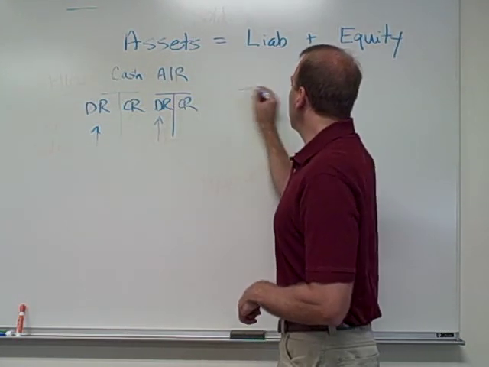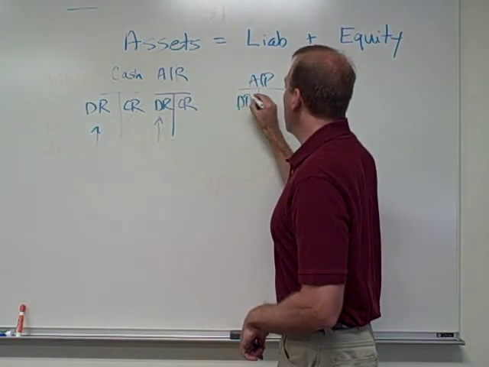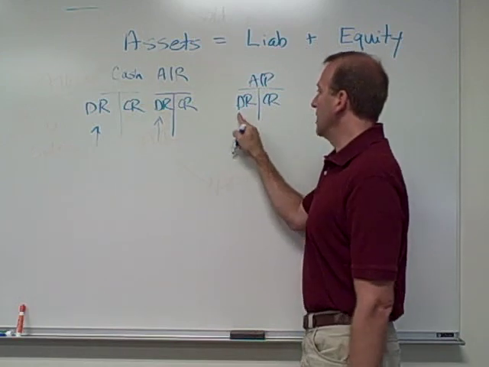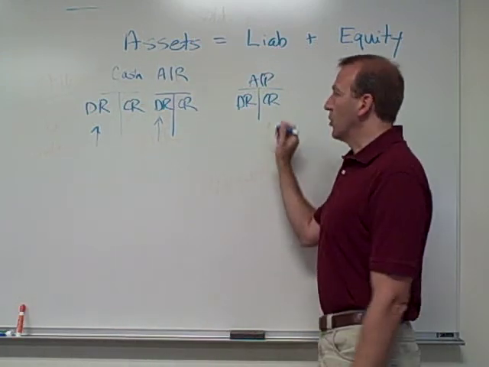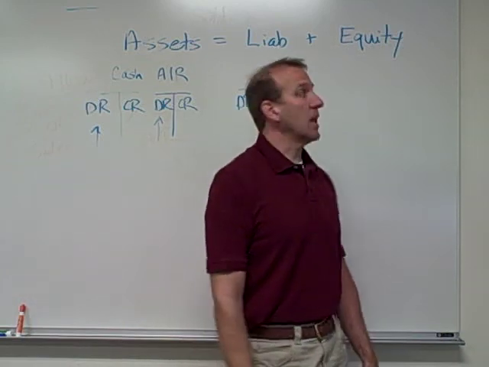When you're looking at liabilities, the most common liabilities are accounts payable and notes payable. Well, remember, debits and credits just mean to the left, to the right. A credit increases accounts payable.